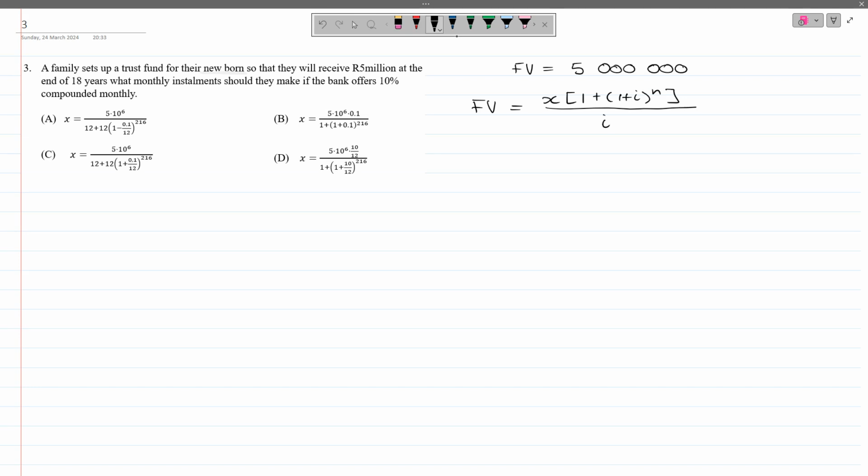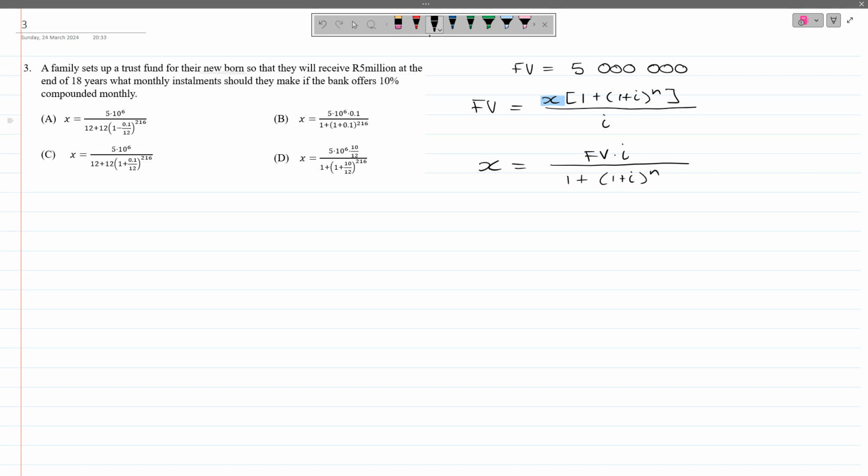And then before we make any substitutions, we understand that what we're trying to solve for is x. Therefore, we should make x the subject of the formula and rewrite our equation as x is equal to the future value multiplied by the interest, all over 1 plus i to the power of n. Then here we can start to substitute in our values.